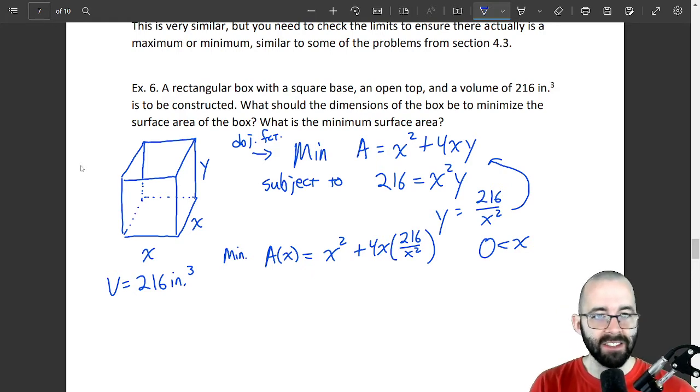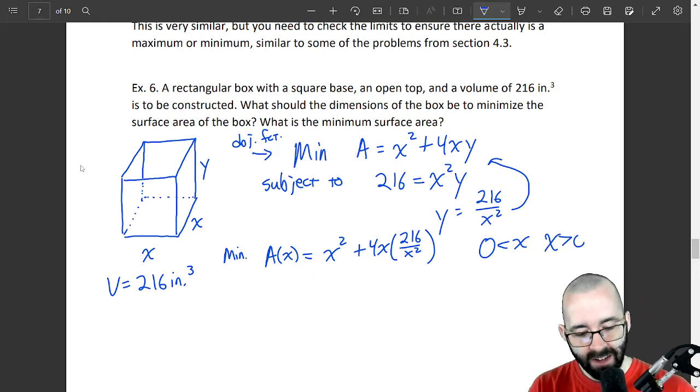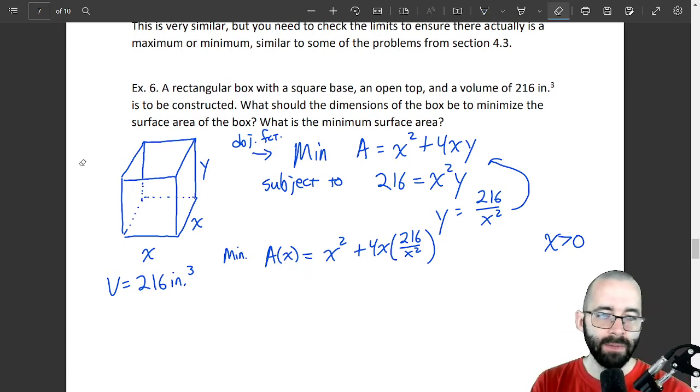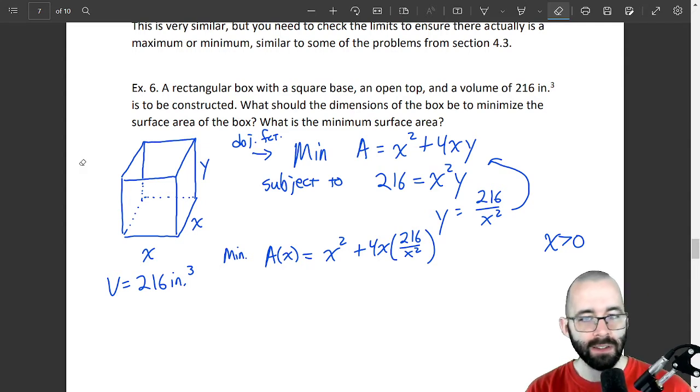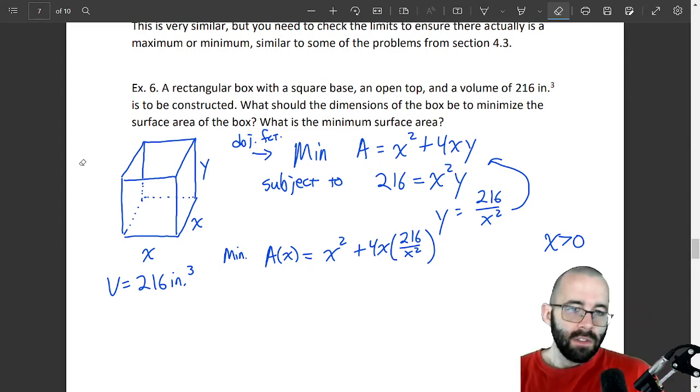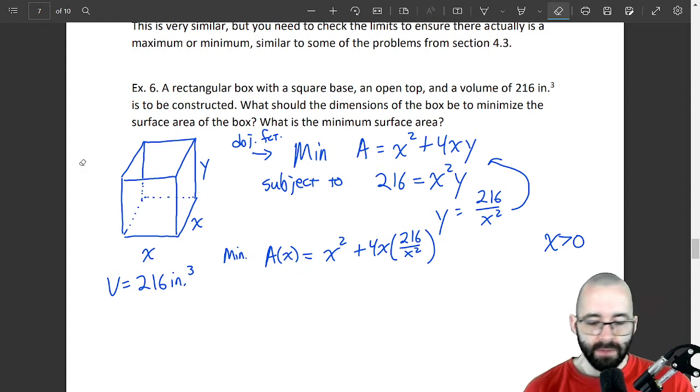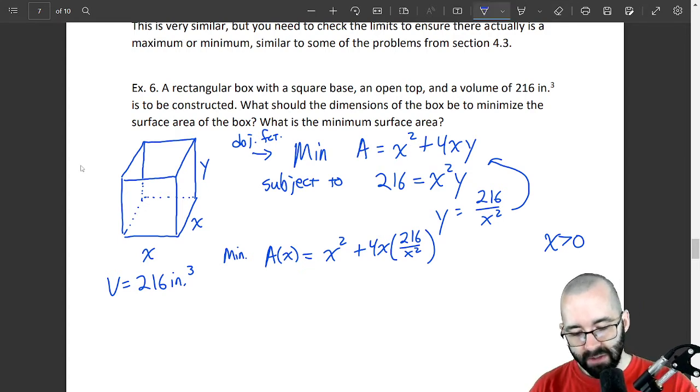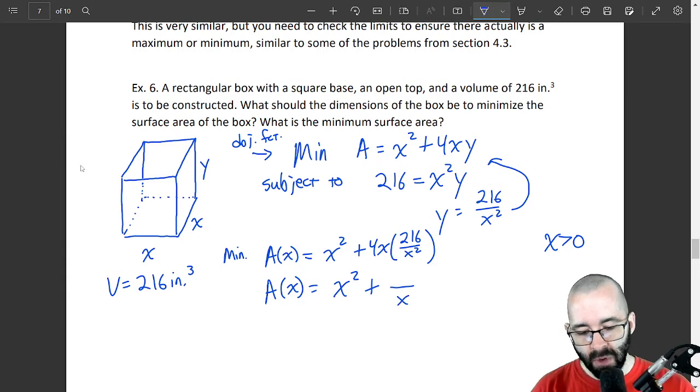So it's actually just this: 0 is less than x. x is bigger than 0. That's our entire domain. So we don't have a closed and bounded domain anymore. It's unbounded and it's open on the other side. So that'll change a couple things. Let's simplify this area function first and then talk about how things are different. Our surface area is going to be x squared plus, one of the x's cancels, and 4 times 216 is 864, I believe.